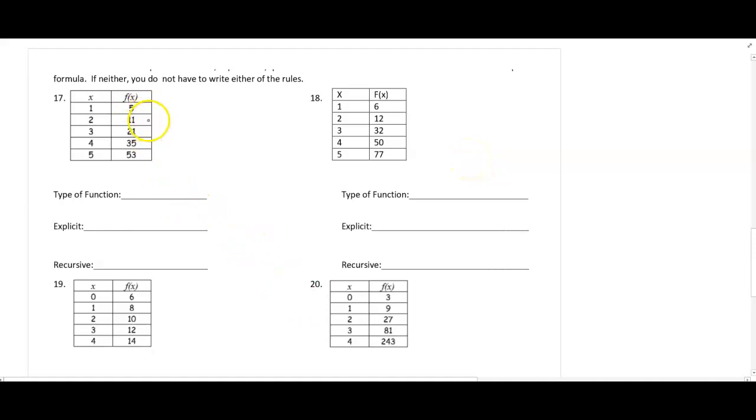Right here, what do I notice? Right away, I notice that I'm going up 6. Here I went up 10. Here I went up 14. Now, there's no common difference. There's no common ratio. So now we look for that second common difference. This goes up 4. This goes up 4. So if we have a second common difference, that tells us this is quadratic.